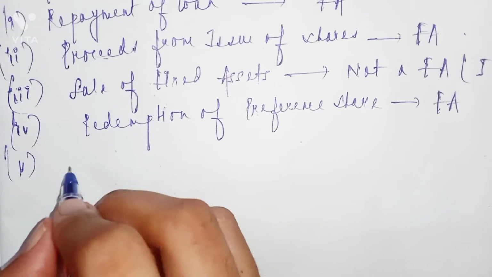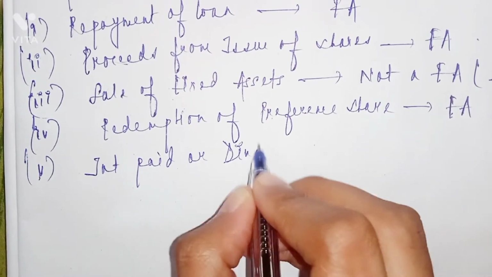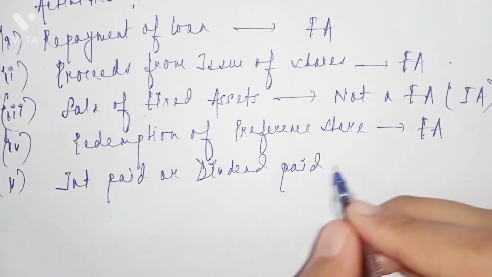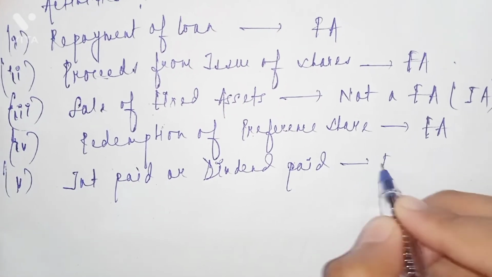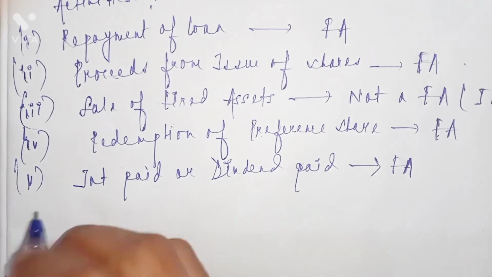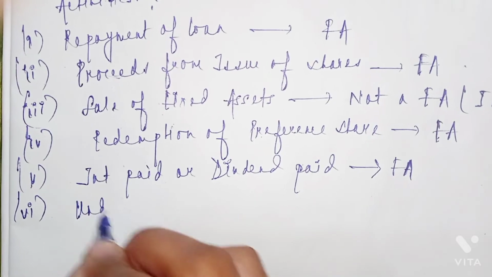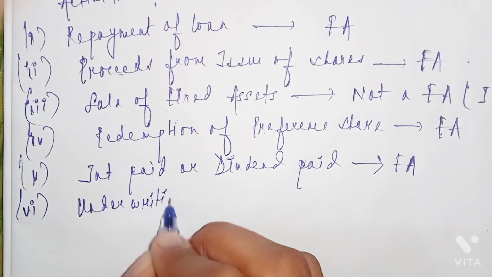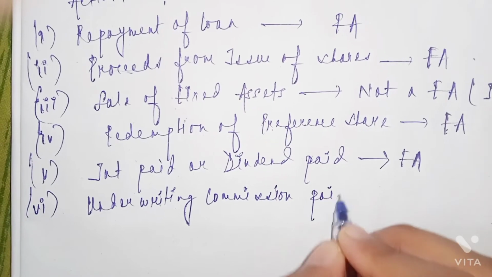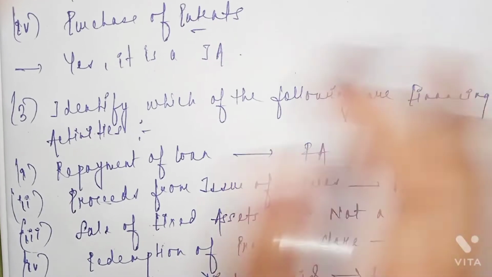Number 5 item is interest paid or dividend paid. I have made this very clear to you that any interest paid or dividend paid is a financing activity, but when there is a case of rent paid, then it's an operating activity. My 6th item is underwriting commission paid. It is also a financing activity. So here is a list of items showing which are financing activities and which are not.